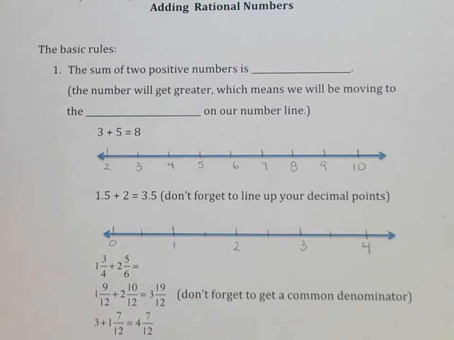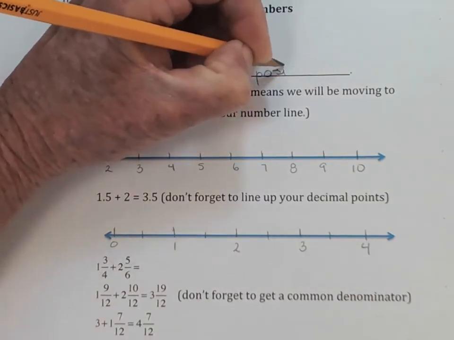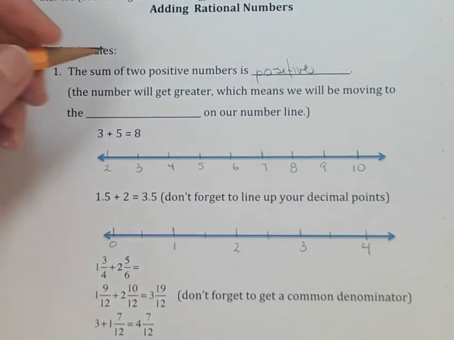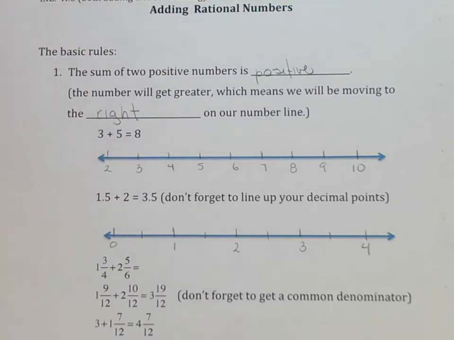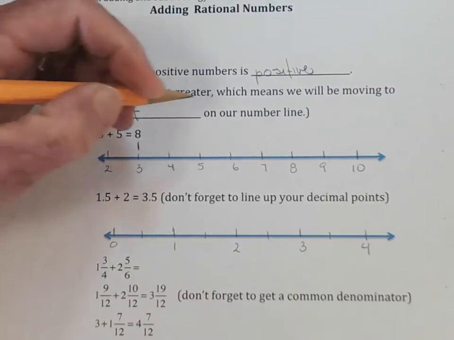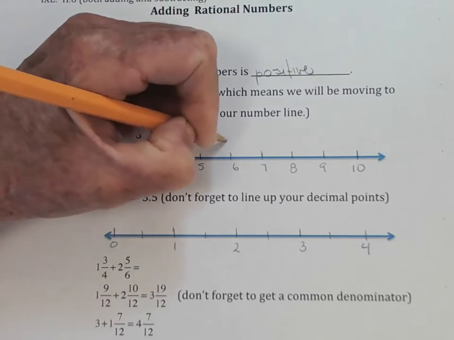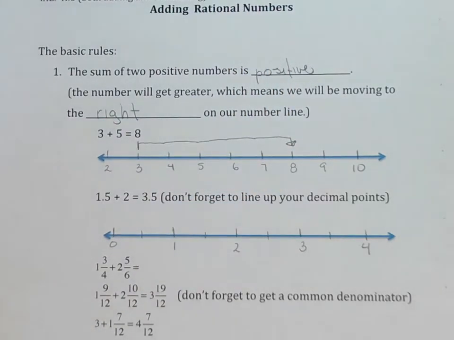The sum of two positive numbers is positive. The number will get greater, which means we will be moving to the right on our number line. If we look at this problem on the number line, we would start at 3 and we'd move to the right 5 units. 1, 2, 3, 4, 5. And like everybody knows, 3 plus 5 is 8.